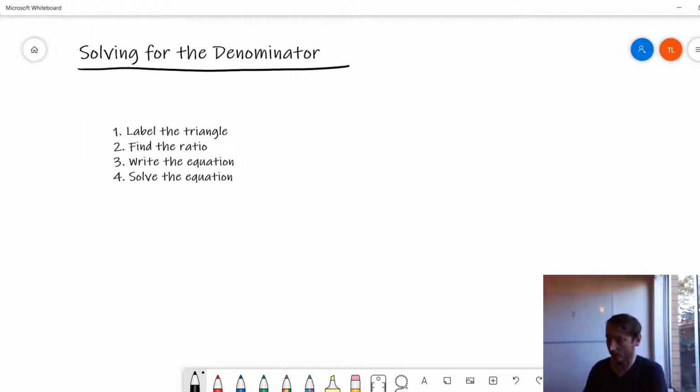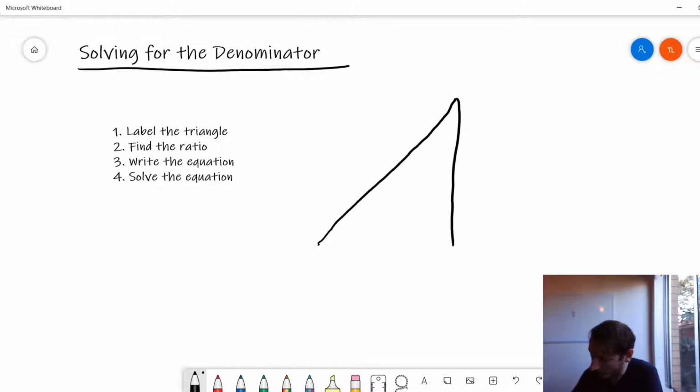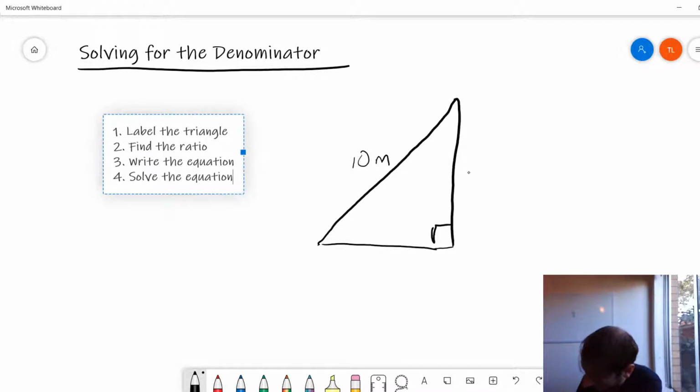So let's get a question. Let's say we're trying to find the unknown side in this right-angled triangle. So I'll say that this side is 10 meters. Let's say this side is unknown. And then let's say this angle in here looks about 65 degrees.